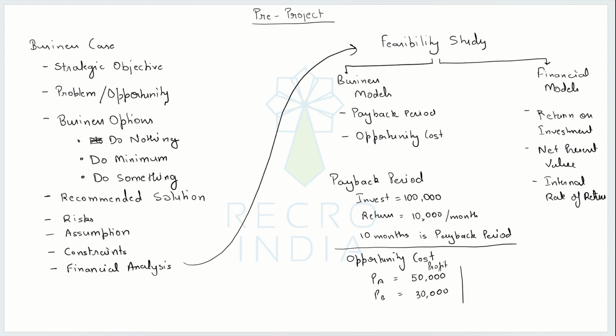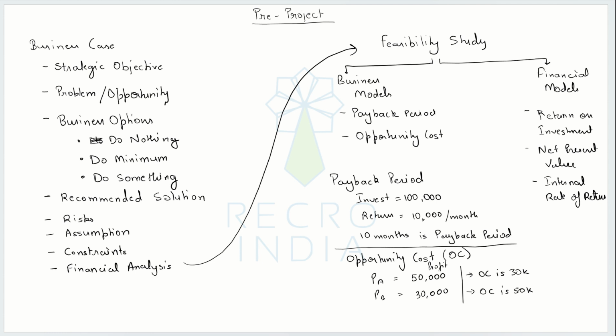So in other words, what we can say is that if you select project A, then project A has an opportunity cost, OC. I'm using the word OC here. The opportunity cost of project A is 30,000, whereas the opportunity cost of project B is 50,000, because by selecting B you cannot invest in A, so you're letting go the profit of 50,000.